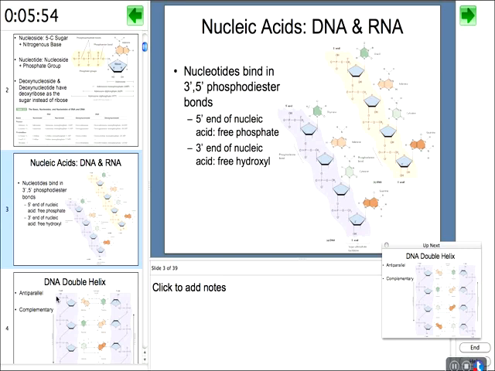So that's an individual strand of DNA or RNA. Now in RNA, it stays single-stranded. So this is what an RNA strand looks like.